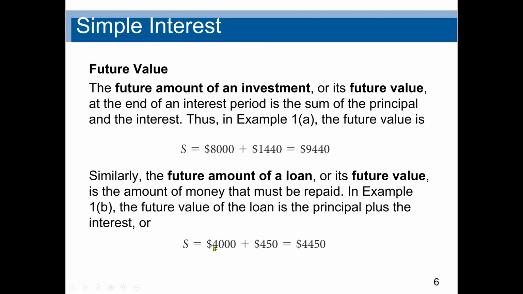Similarly, in the second example, we invested 4,000. When we find the interest, we get 450. So the future amount of the loan will be 4,000 plus 450, which gives us 4,450.